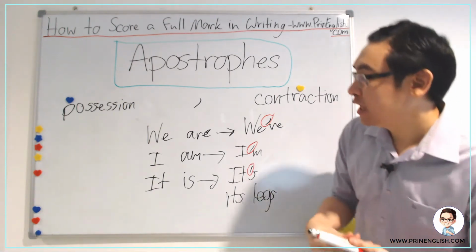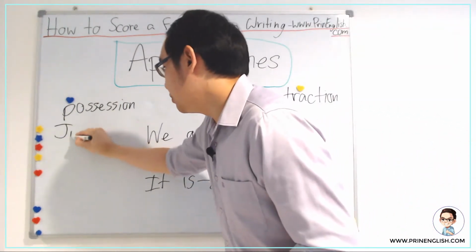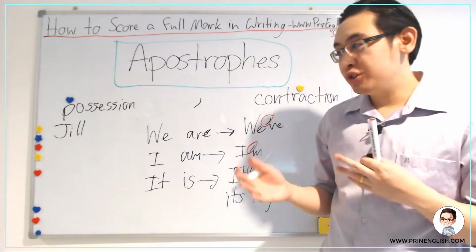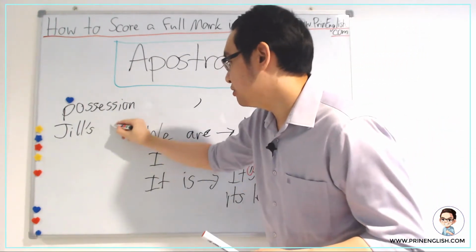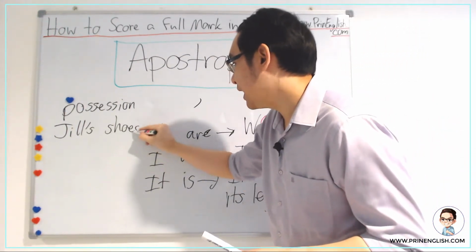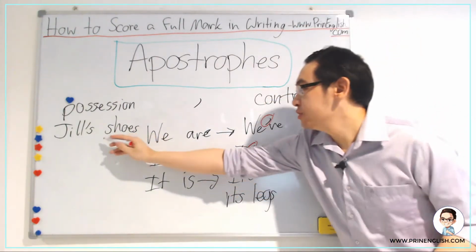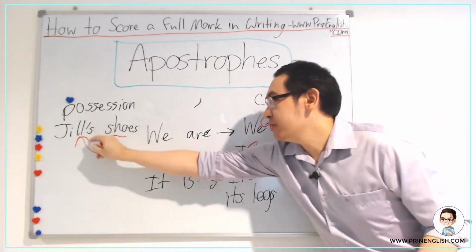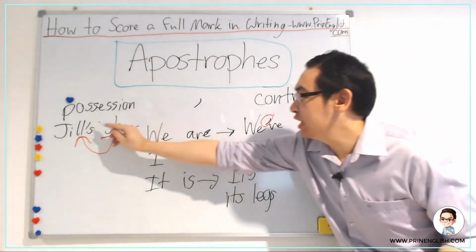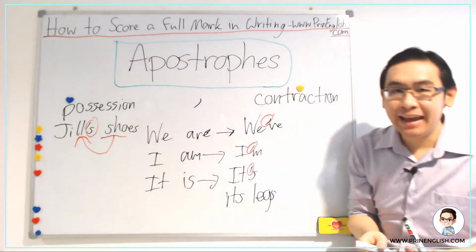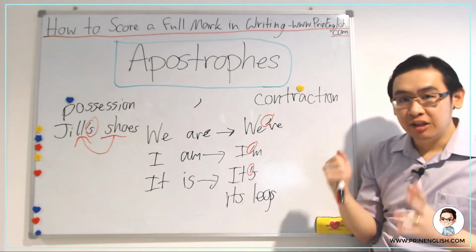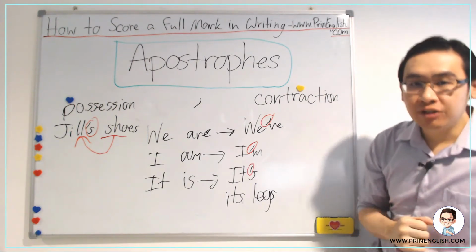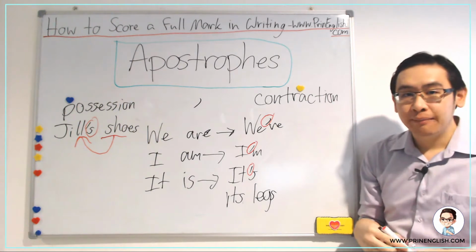So, for example, maybe a name. It can be a name, like, for example, Jill. That's a name, right? If you want to talk about something which belongs to Jill, we can write like this: Jill's shoes, maybe. Okay, so this means the shoes belong to Jill. As you can see, we use apostrophe and s. Okay, Jill's shoes. The shoes belong to Jill, and that's how you use the apostrophe to show possession.